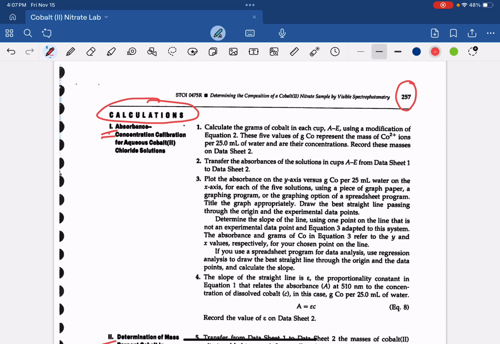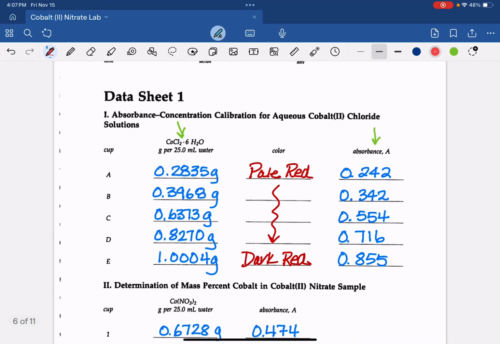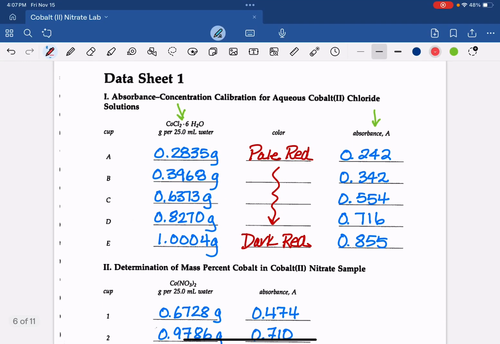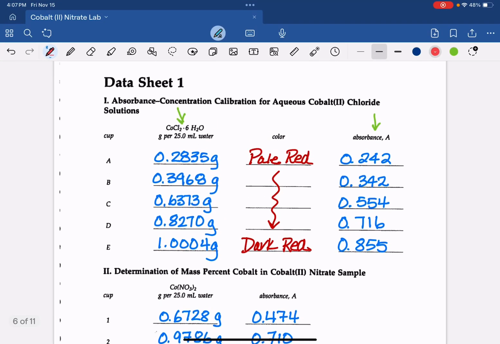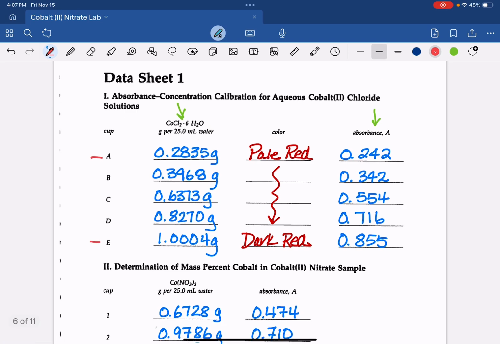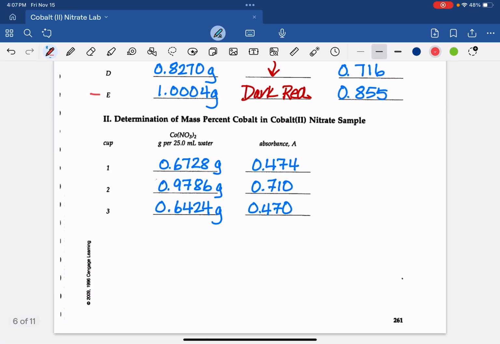So our very first thing that we want to make sure that we do, all right, is calculate the grams of cobalt in each cup using the modifications of equation 2. And then you're going to record these in data sheet number 2. All right, so we're right here, all right, and we're going to slide over here. All right, so here's data sheet number 1. Okay, so here are cups A through E. All right, and we're going to slide.